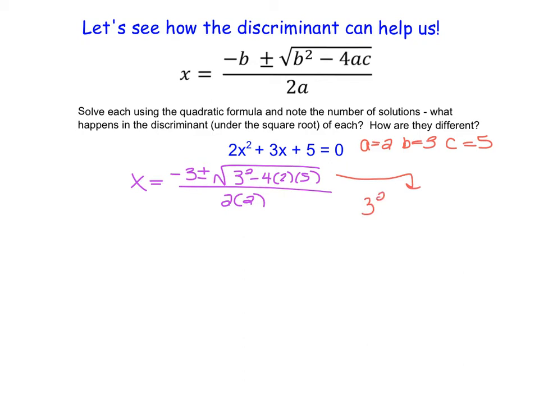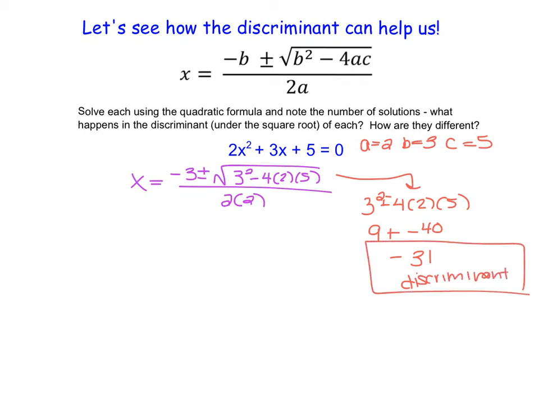So I have 3 squared minus 4 times 2 times 5. Use keep change there. I get 9 plus, well, negative 4 times 2 is negative 8. Negative 8 times 5 is negative 40. So that becomes a negative 31. So I can see that my discriminant this time is a negative value instead.